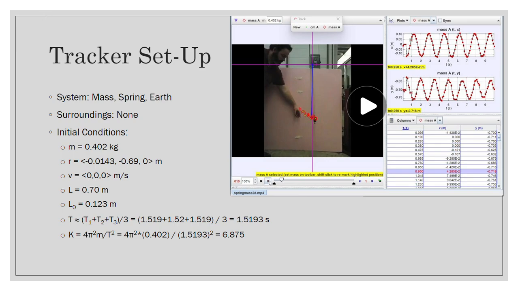So the Tracker setup will be: the system will be the mass, the spring, and the Earth, and for the surroundings we will assume there will be no surroundings. The initial conditions that were shown in the video are that the mass equals 0.402 kilograms. I found this r value to be the initial position, and we know the initial velocity will start out as 0. The current spring length is 0.70 meters, but it can be stretched to as much as 0.123 meters. And here I have found the K value, which is 6.875.